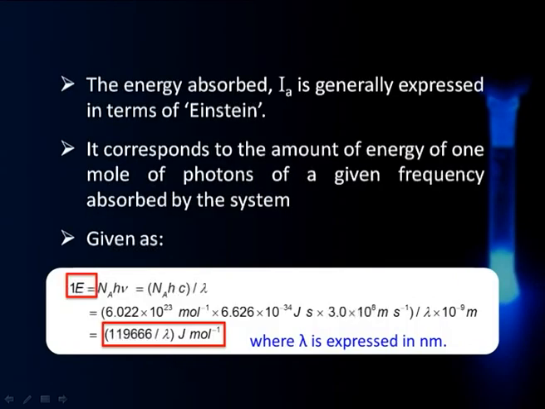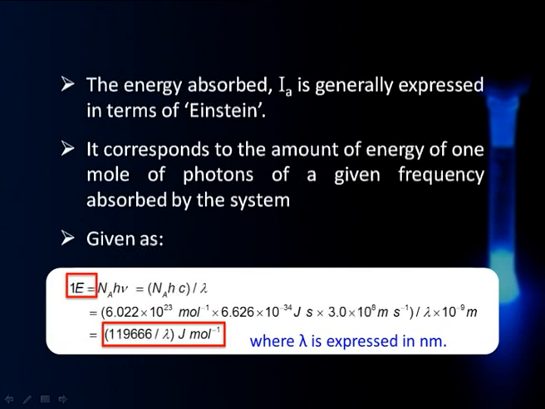That is too small a number. But if I take 1 mole of photons and put them all together, the energy of all of them is referred to as 1 Einstein. Let us see it mathematically. 1 Einstein will be equal to Na, the Avogadro's constant, times h nu, where h is the Planck's constant and nu is the frequency of radiation, or we can say Na h c by lambda, where lambda is the wavelength of the radiation.